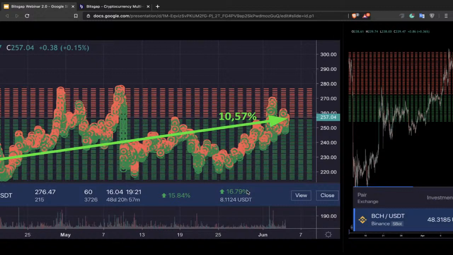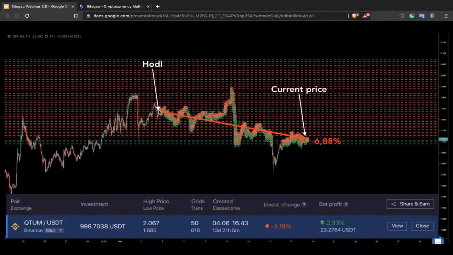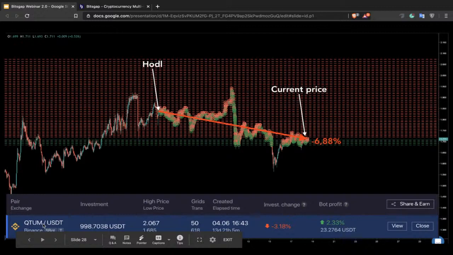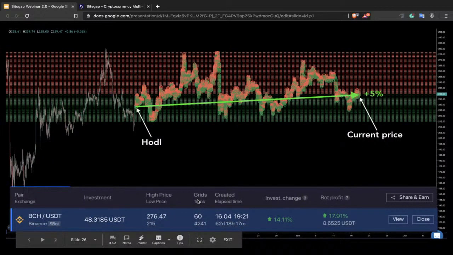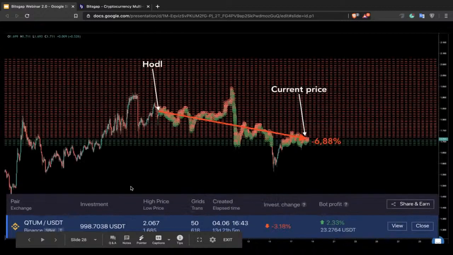So if you would simply buy this cryptocurrency and then do nothing about it, you would just simply hodl it, as we call it, then in this case, down to the current price, your total investment change would be minus 6.88%. So that's the price change from the point of inception down to the current price. That's minus 6.88%. But having automated trading on, and that means that you let the bot use the base currency, in this case Quantum, to generate profits for you in USDT, notice that within this period there have been 600 trades in total, and that allowed the bot to generate 23 USDT, so that's 2% to our investment.